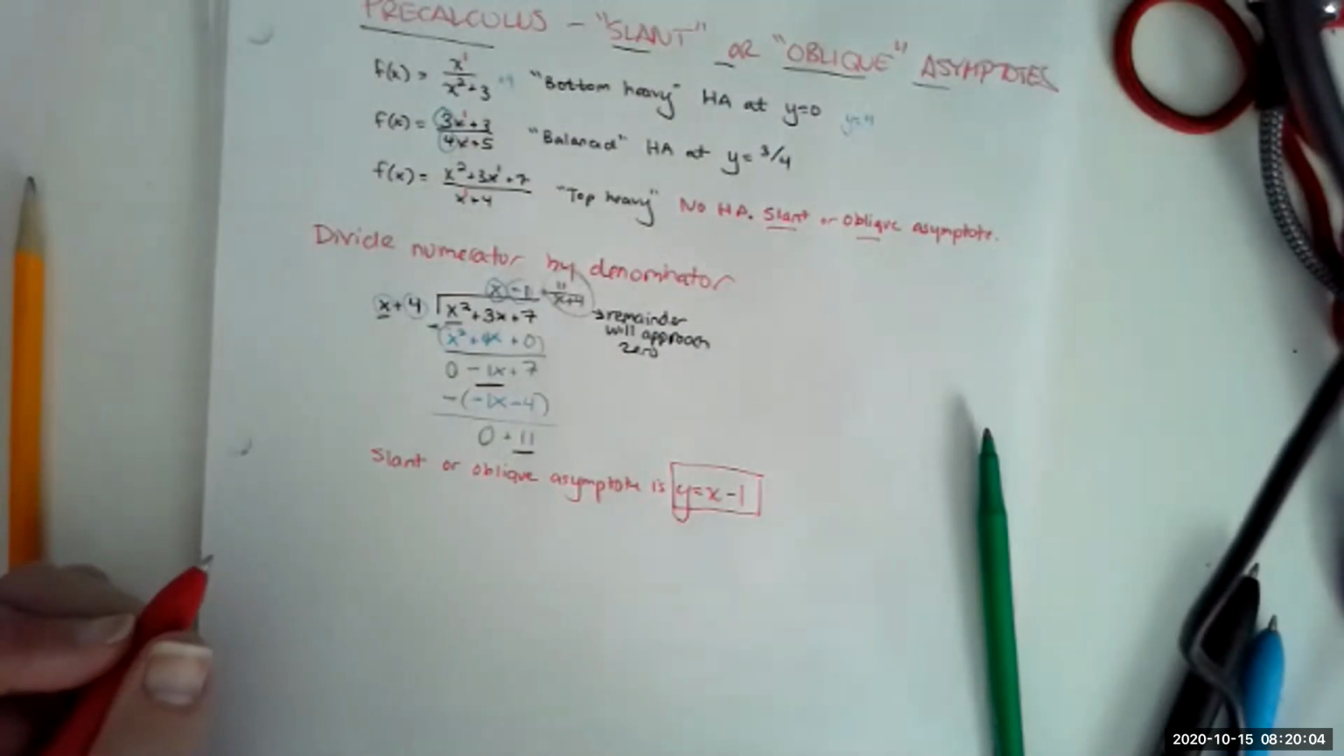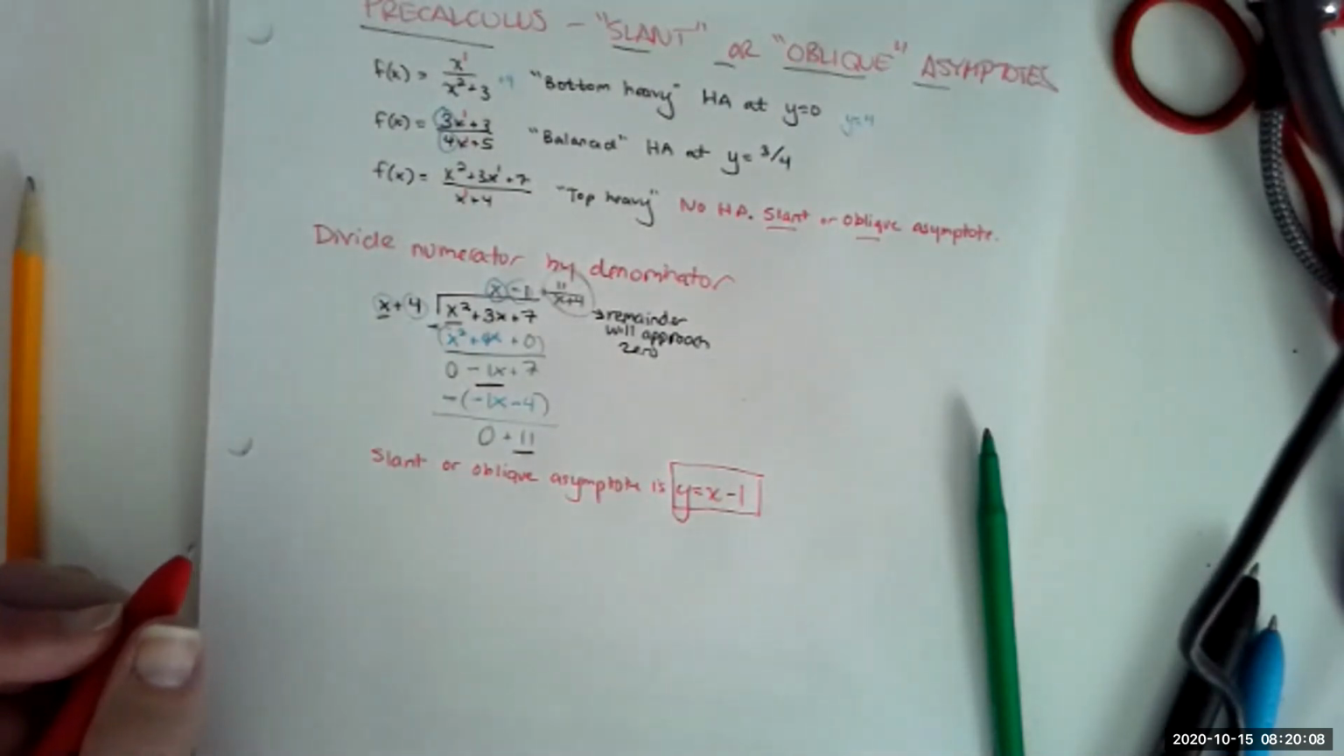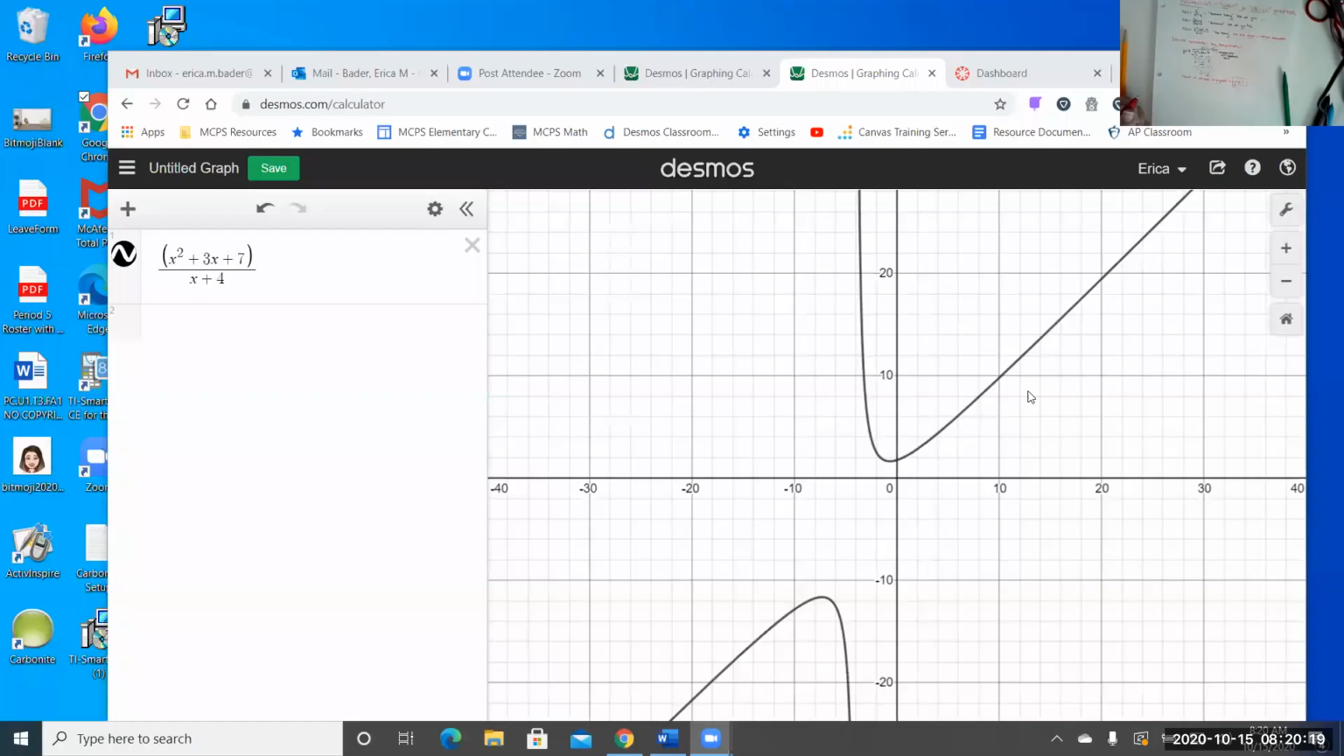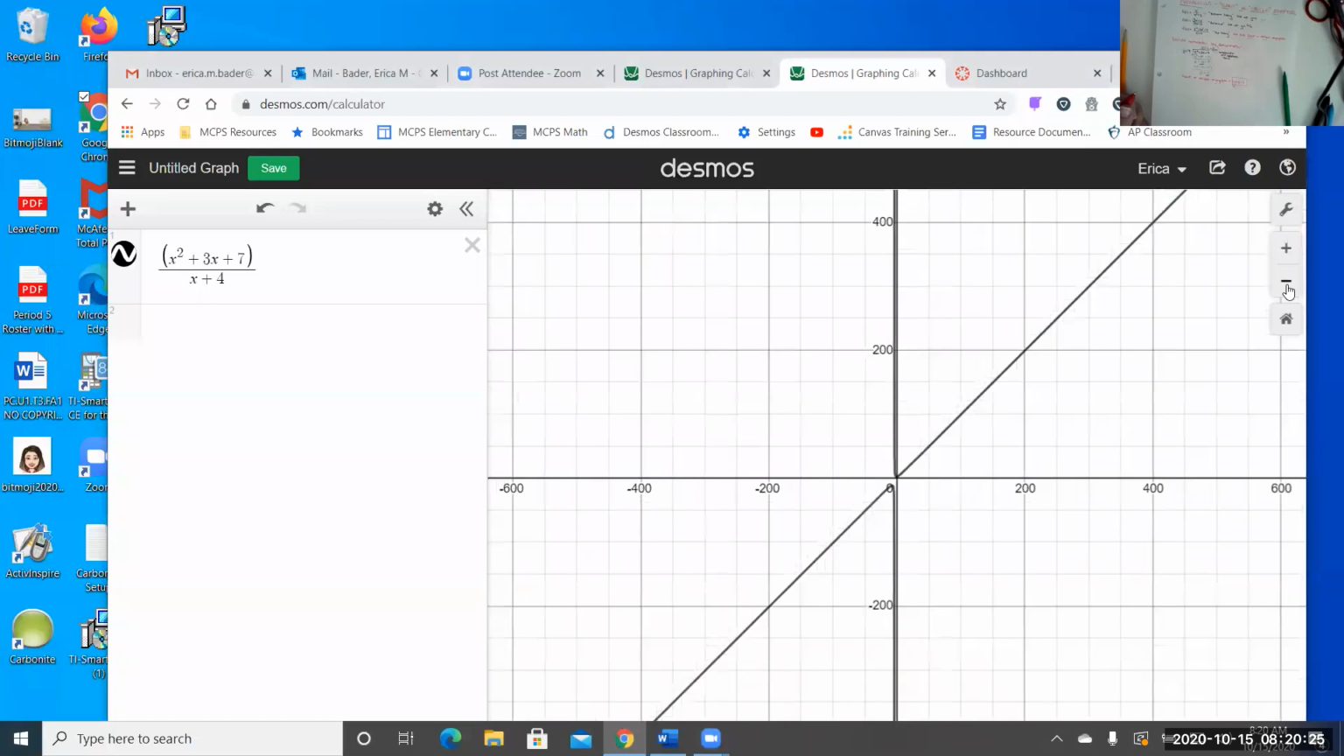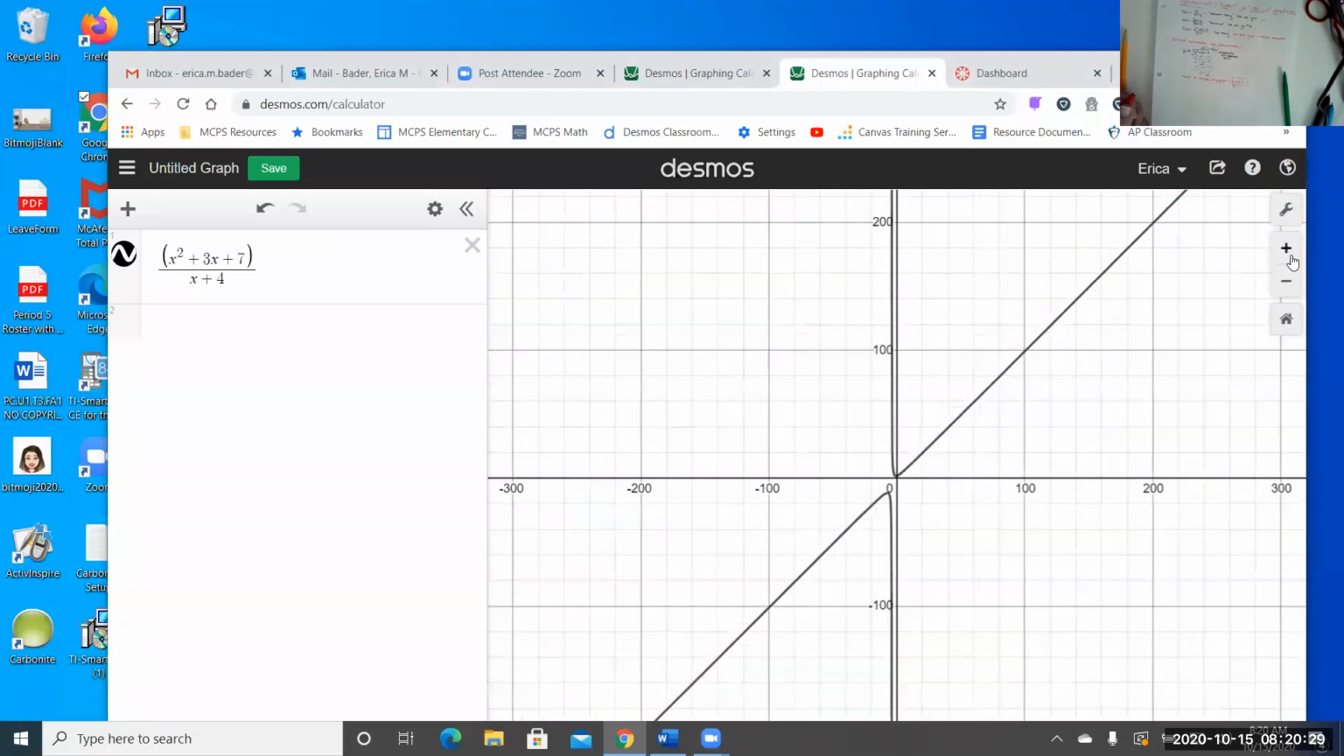And now I said I was going to show you what it looks like on the graph. So I'm going to share screen for a little bit and show you what the graph looks like. Okay. So you can see how it doesn't approach a horizontal asymptote. As your x values get very large, it looks like the graph is approaching a line, which is what the slant asymptote is, okay?